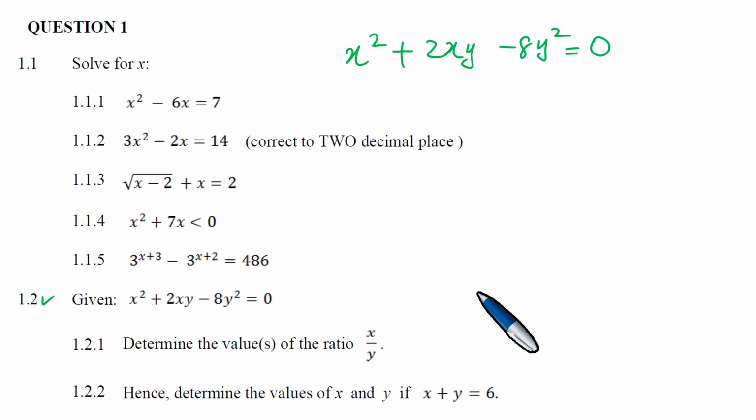So we try to simplify so we can have x and y by themselves, and then divide them in order to get their ratio.